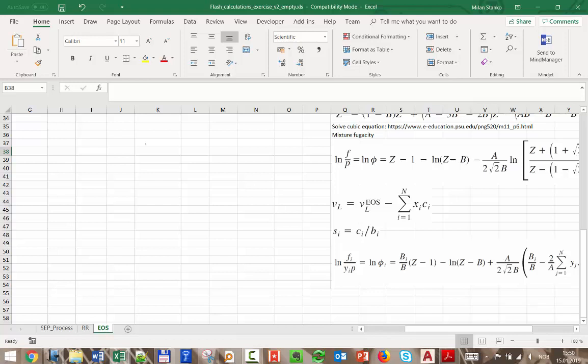Don't ask how they came up with it. A guy called Peneloux said that if you include this term and subtract it from the EOS volume, you're going to get a much better prediction. And this C is based on the B that we calculated earlier, and you have an S which is called the volume shift.